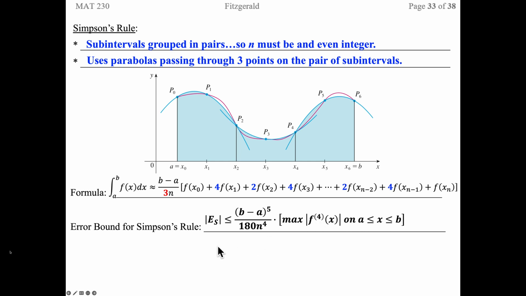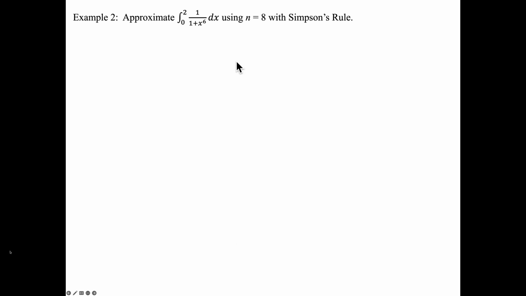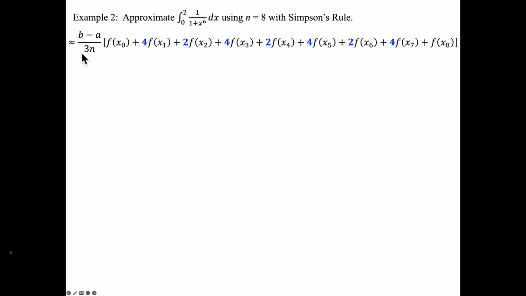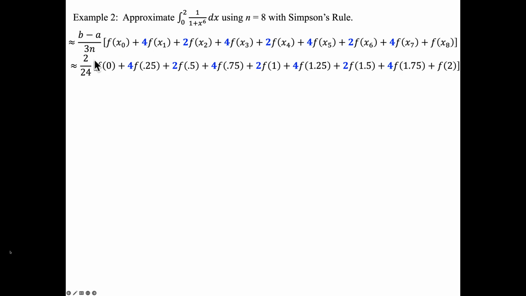All right, so let's do our same problem. 1 over 1 plus x to the 6th from 0 to 2, now using Simpson's Rule where n is equal to 8. So based on the formula, b is 2, a is 0, so that's 2. 3 times 8, that'll be 24.